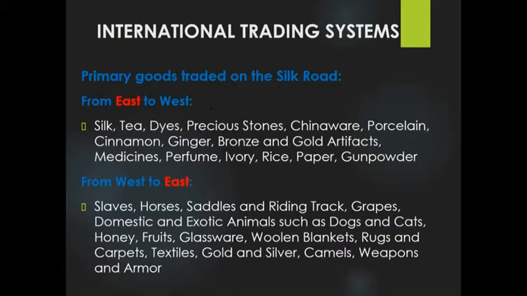No? These are the primary goods which were traded during the Silk Road period. Mula sa east or tayo sa region natin papuntang west, so ito yung silk, syempre, yung tea, yung dyes or pangkulay, precious stones, chinaware, porcelain, cinnamon, ginger, bronze, and gold artifacts. Medicines, ang Chinese, meron silang ancient medication. Perfumes, ivory, rice, paper, and gunpowder.